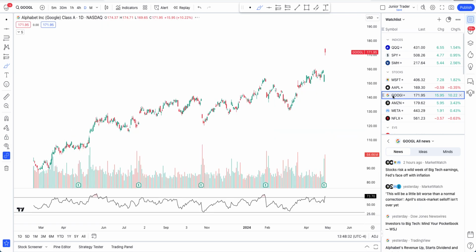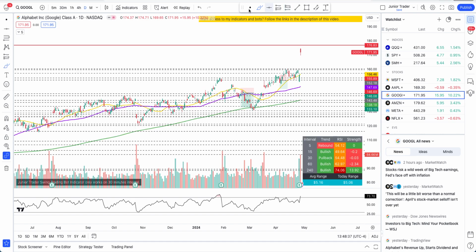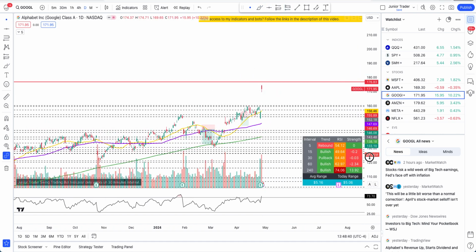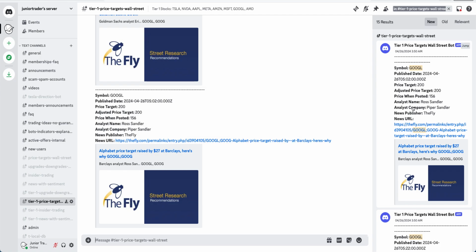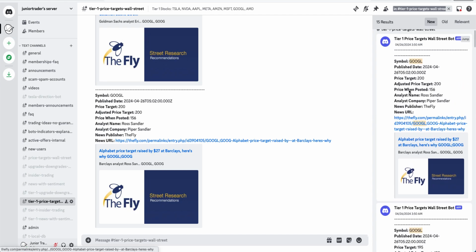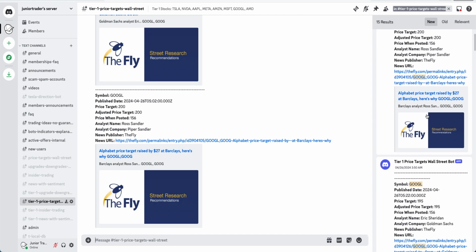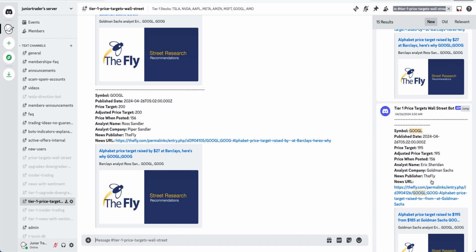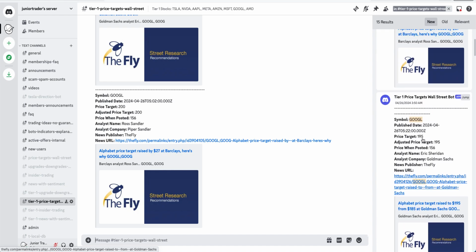Let's take a look at Google. With Google, I want to show you a couple of data points as well, not just the price action. We had a good gap up. We do have a red candle, but before that, I also want to show you this data, guys. This is part of one of my memberships, Wall Street Alerts, and I use this a lot as well. The price targets on Google have come in quite strong. We have a price target of $200 from Piper Sandler, and 195 from Goldman Sachs, and all these 190 to $200 price targets have come on Google after earnings.